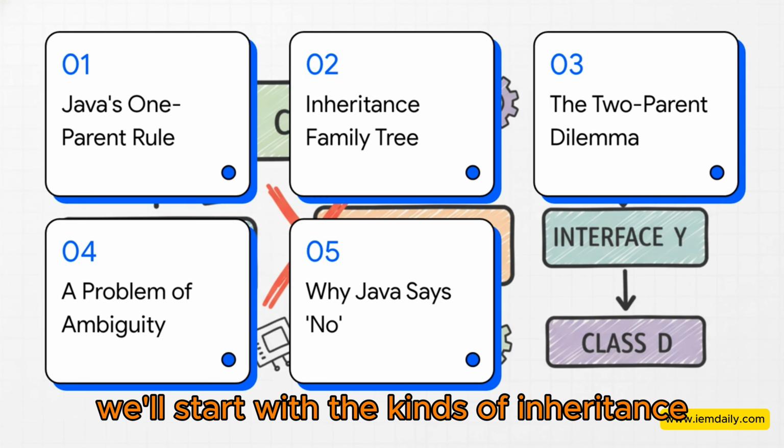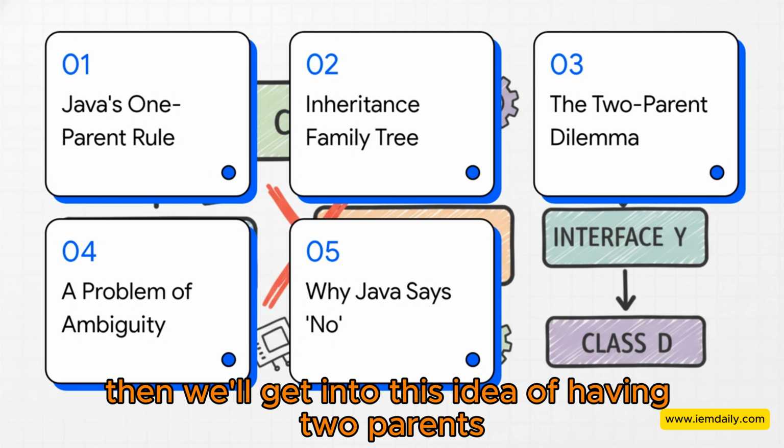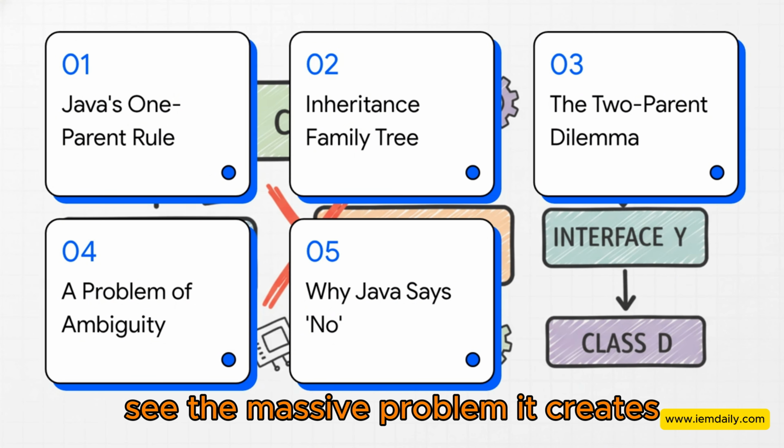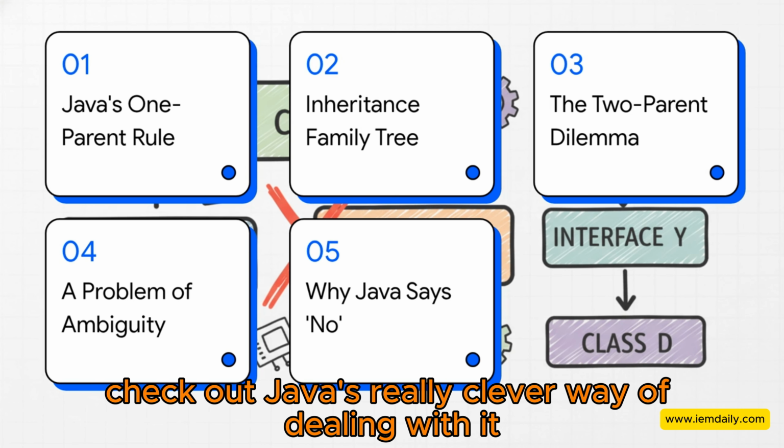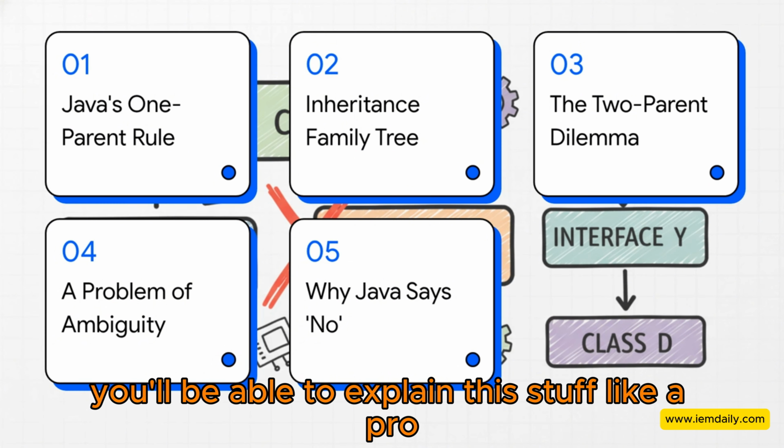So, here's our game plan. We'll start with the kinds of inheritance that Java is totally cool with. Then we'll get into this idea of having two parents, see the massive problem it creates, and finally check out Java's really clever way of dealing with it. By the end of this, you'll be able to explain this stuff like a pro.